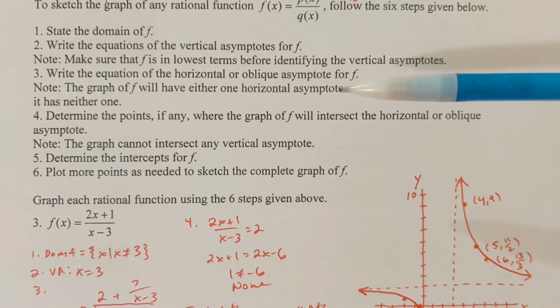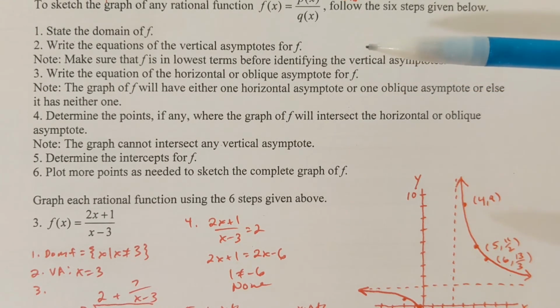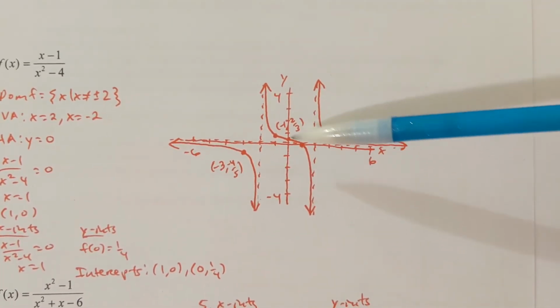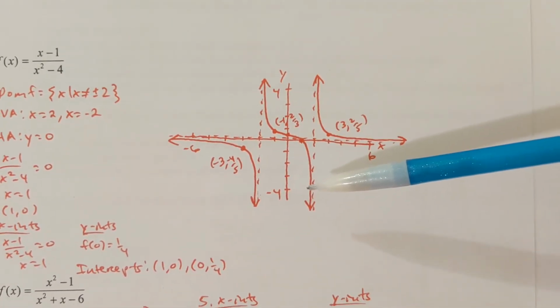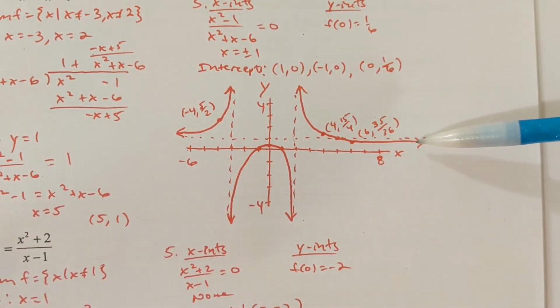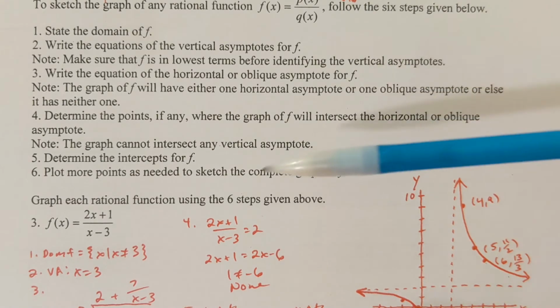A function may not have a vertical asymptote or a horizontal asymptote or an oblique asymptote, or it may cross a horizontal asymptote or an oblique asymptote, like right here. We end up crossing the horizontal asymptote. Right here we end up crossing the horizontal asymptote. So that could happen. We're going to know the points where that happens from our work in step 4.